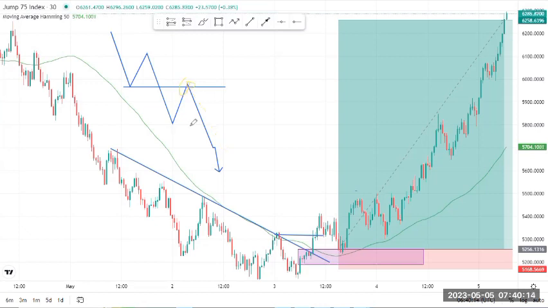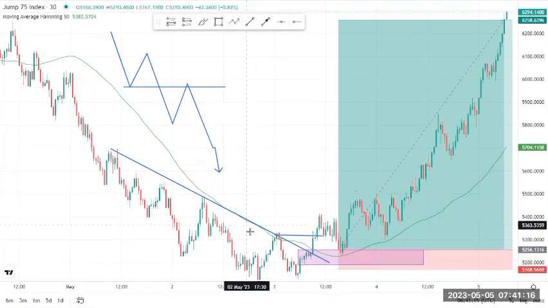Okay, that is correct. Then at this point, you can see it took out this previous low, this lower low. Price took it out at this point. So at this point, we call it a break of structure. That is very clear. In the downtrend, the point where price took out the previous low is our break of structure.